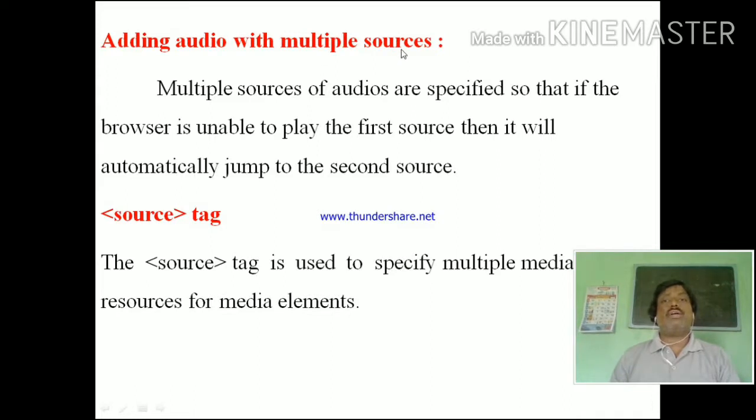Adding audio with multiple sources. Now see what is meant by multiple sources. Multiple sources of audio are specified so that if the browser is unable to play the first source, then it will automatically jump to the second source. The source tag is used to specify multiple media resources for media elements.